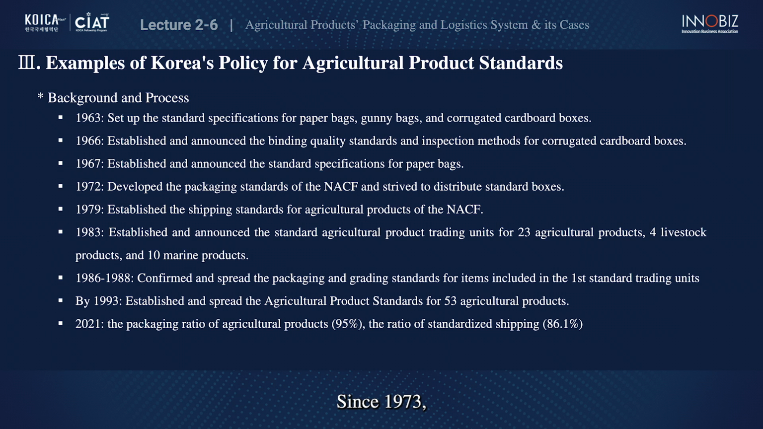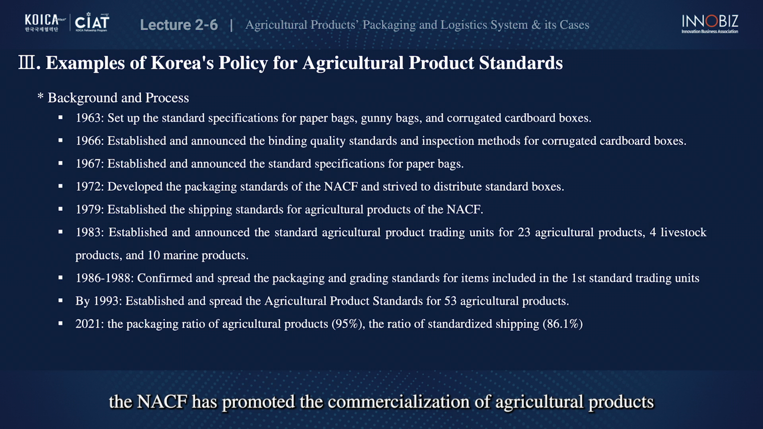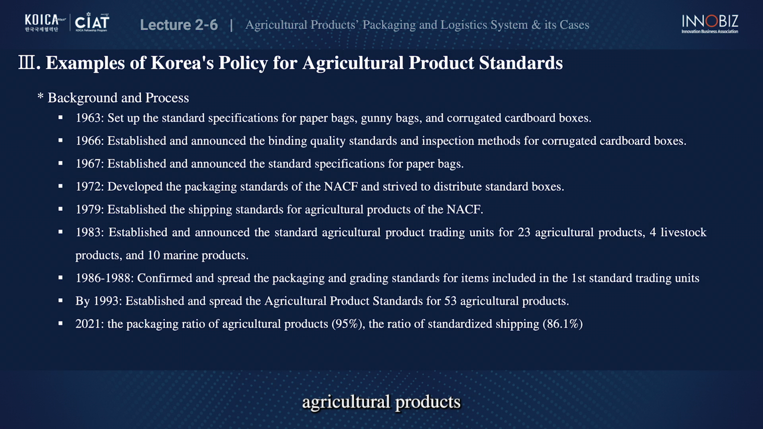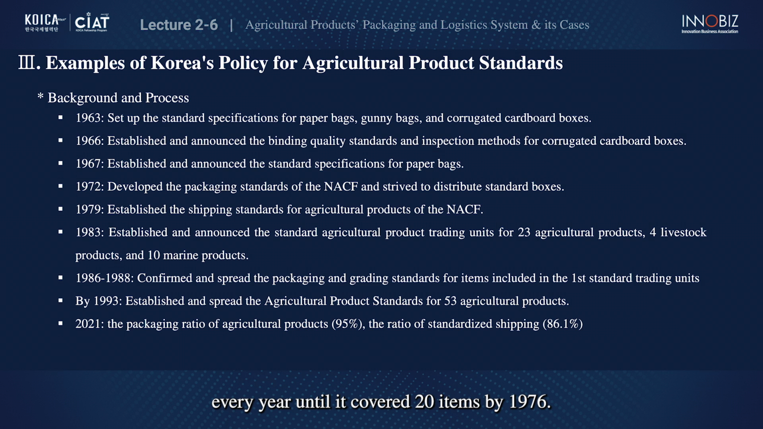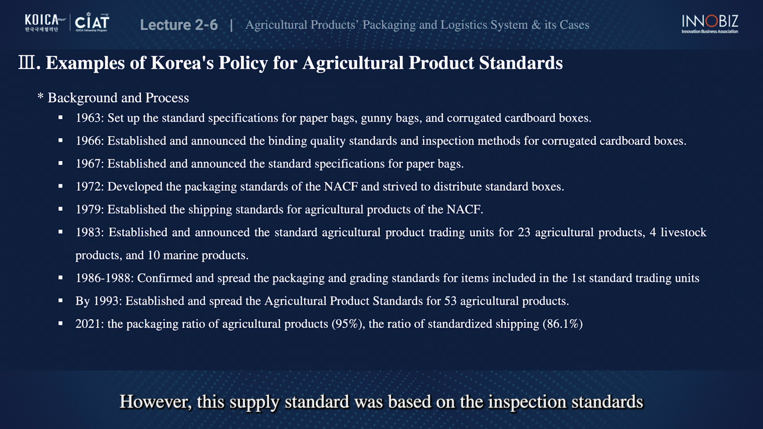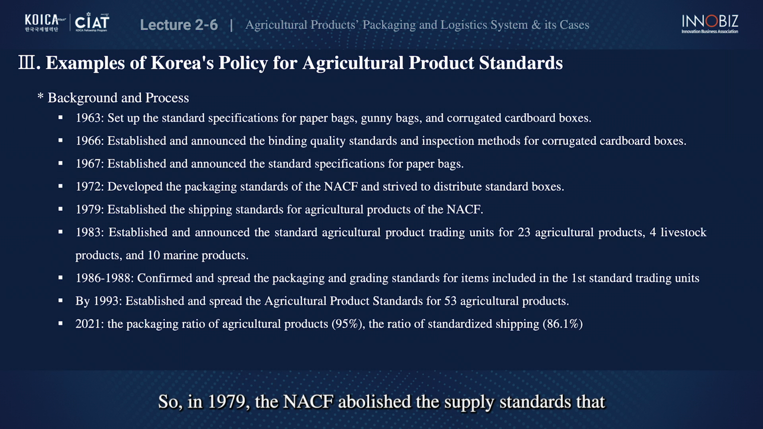Since 1973, the NACF has promoted the commercialization of agricultural products by allowing agricultural products packaged for a system release to use the trademark created by the NACF. The NACF expanded the supply standards for agricultural products every year until it covered 20 items by 1976. However, this supply standard was based on the inspection standards for agricultural products, which had a gap with market distribution and was not practical. So, in 1979, the NACF abolished the supply standards that had been used until then and established its own shipping standards for agricultural products.